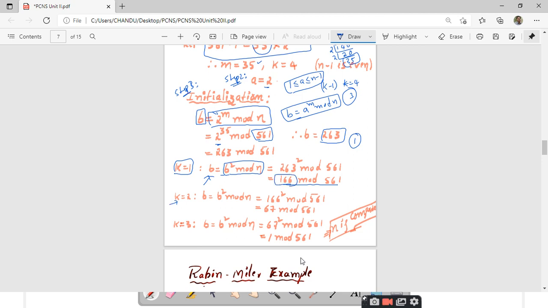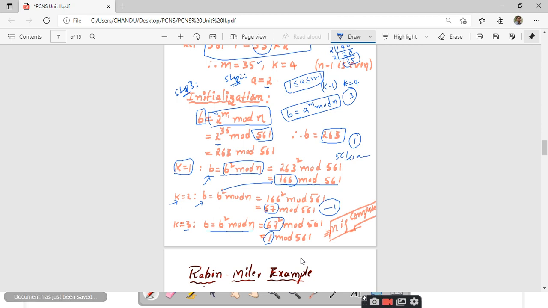Now I take the next value of k. Calculate new b with the previous b. So it is 166 whole square mod 561, which is 67. Now for the third iteration k is equal to 3, b is equal to b square mod n. So 67 whole square mod 561 is 1. When I get 1, here I should have got minus 1, right? But I got 1. So finally the output is composite. So 561 is a composite number.